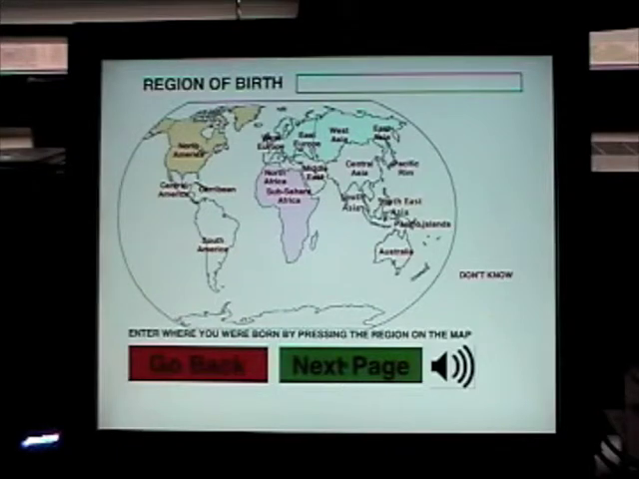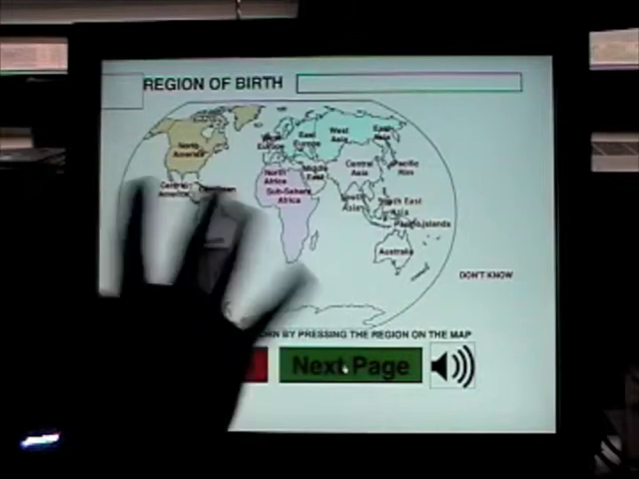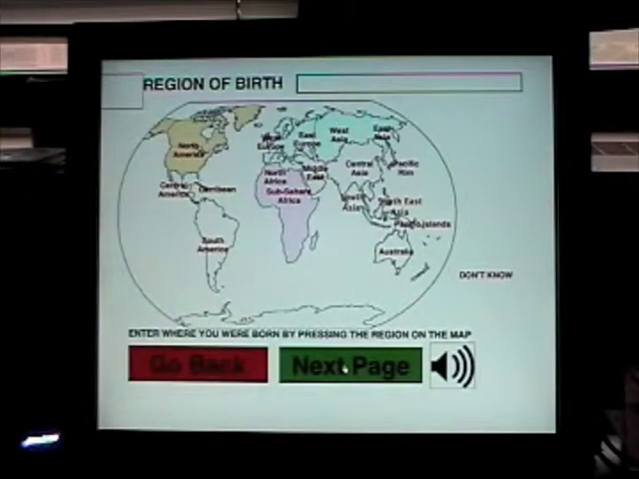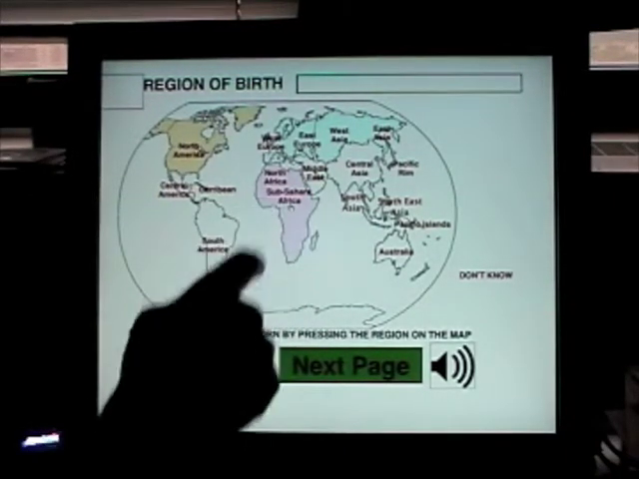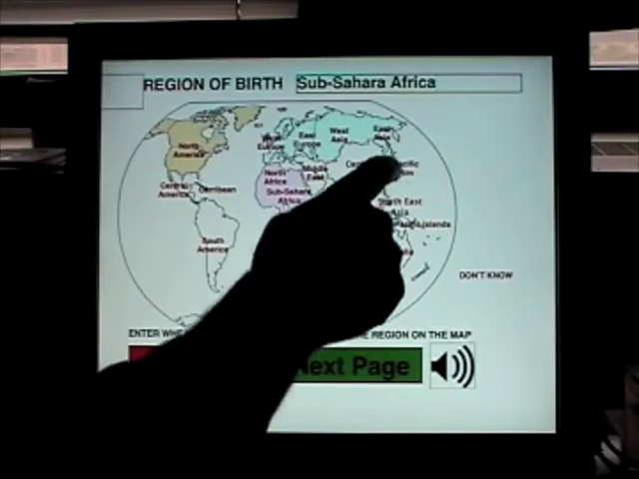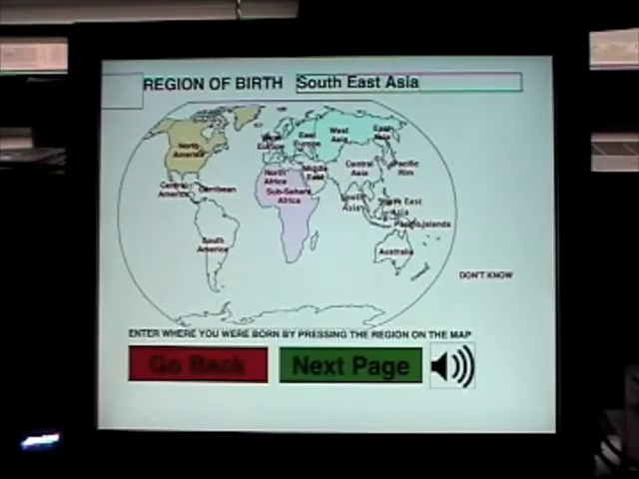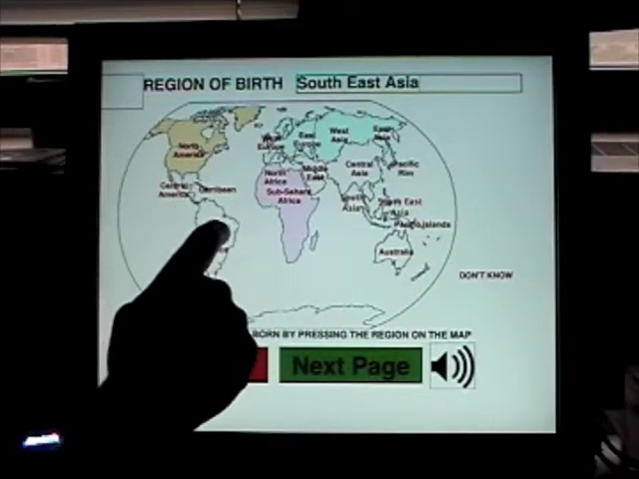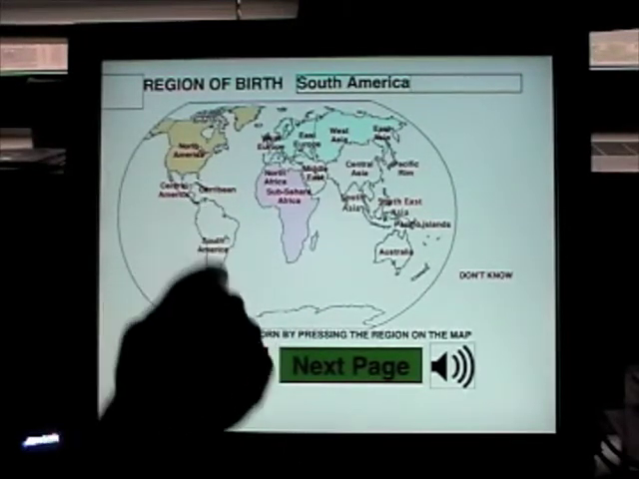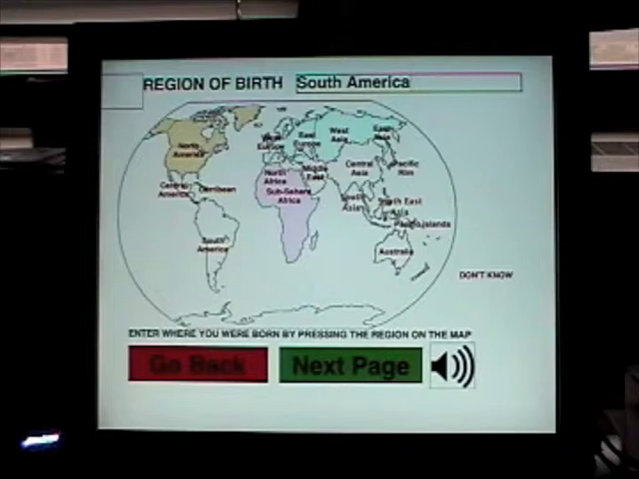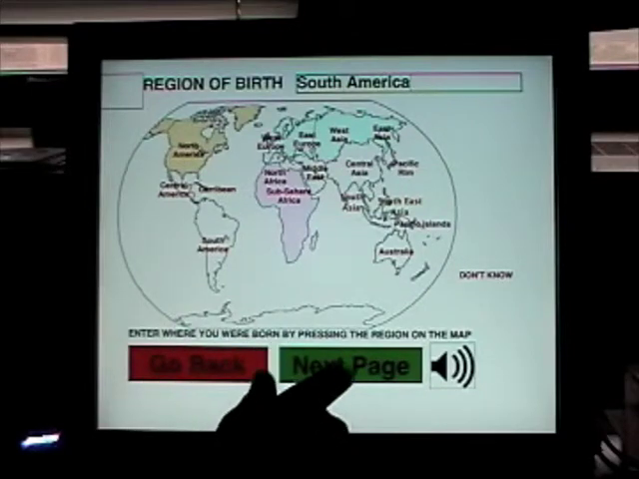Region of birth. Enter where you were born by pressing the region on the map. And the next version is going to have a much more refined interface and a little more detail in terms of countries. This is for region of birth, so obviously Sub-Saharan Africa, Southeast Asia, places like that are going to prompt Hep B testing. So we're going to improve the detail in the South American mapping to get access to those folks in the Amazon basin for Hep B testing as well.